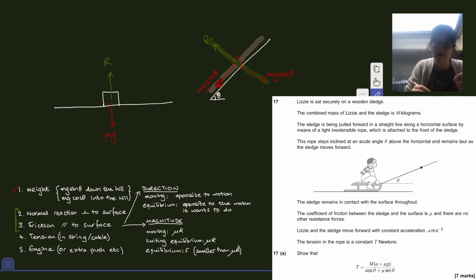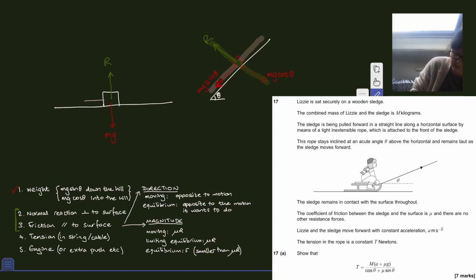It's always parallel to the surface. So for us, it's either going to go that way or that way. Has to be parallel to the surface. If we were on a slope, then the friction would either be going up the slope or with the weight down the slope. One of those 2. But we still have to work out which one it is. So, direction. If it is moving, the friction goes in the opposite direction to the motion. Lizzie and her sledge are moving, they're accelerating to the right, therefore friction goes to the left.